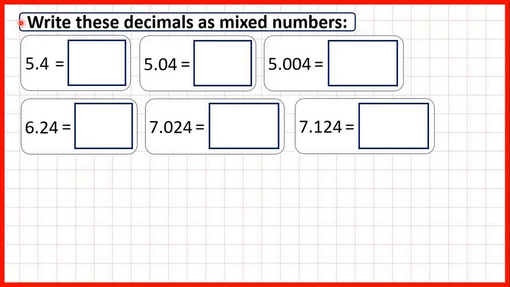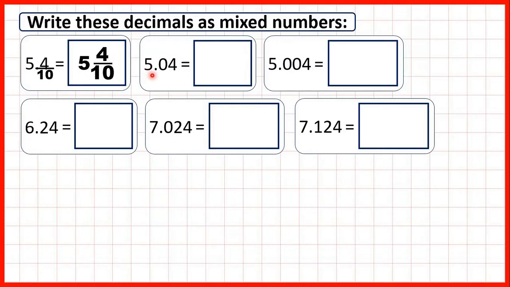We need to write these decimals as mixed numbers. So first, we have 5.4. Remember, the digit before the decimal point is the ones digit, so that tells us how many ones or wholes we have, and then the digit after the decimal point is the tenths digit. So if we have one digit after the decimal point, what we can do is draw a line across from the decimal point and write a denominator of 10. So 5.4 is 5 4/10ths as a mixed number.